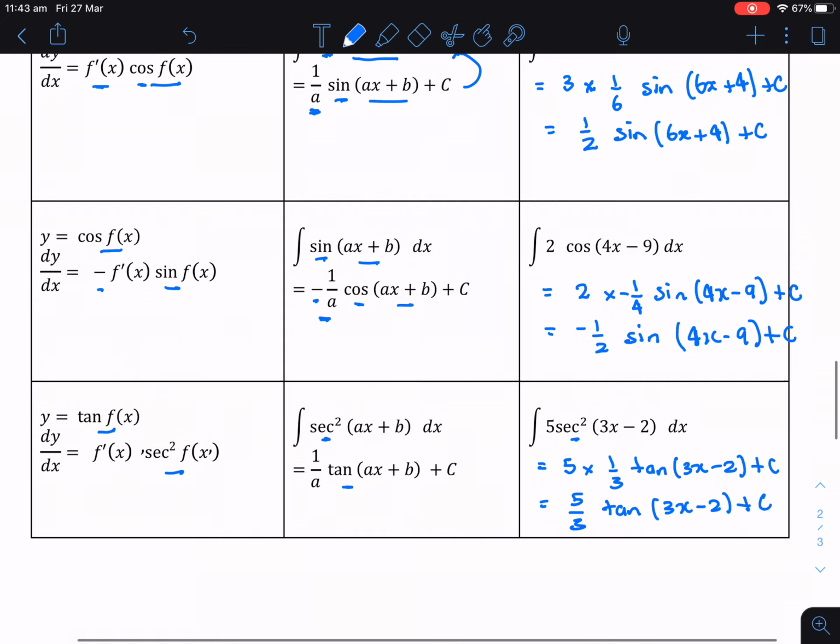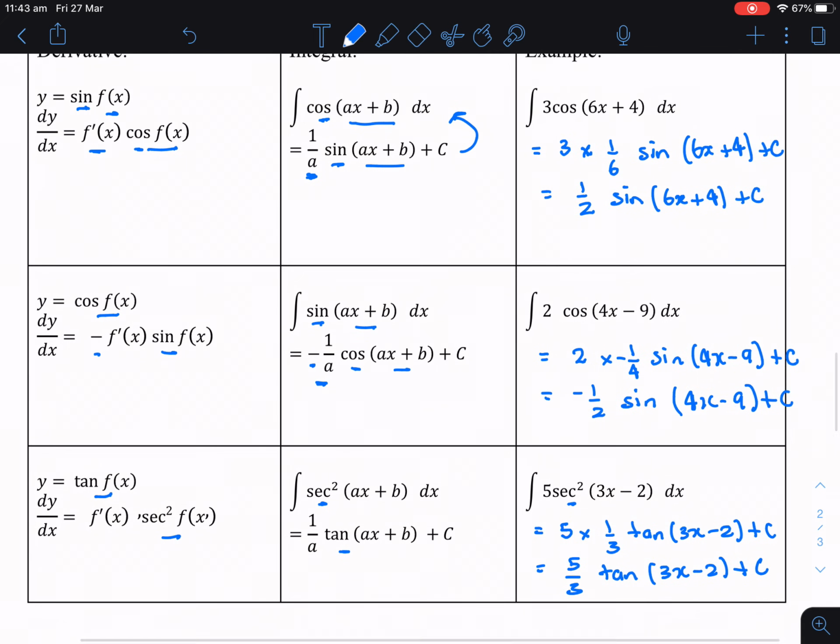So there are our 3 rules: integrating cosine, sine, and secant squared of x.